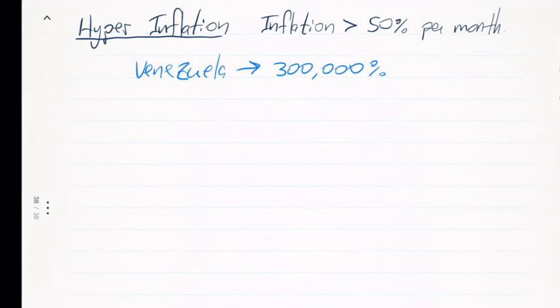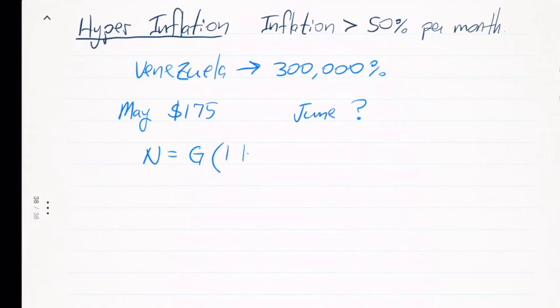So just to see what this really does to people, let's look at how much it costs before this inflation rate for groceries and then after this inflation rate for groceries. So let's say we have in May, groceries cost $175 in Venezuelan money. I don't know what that is. And I'm curious about how much it's going to cost in June. So we're going to set up our grandma formula. We already have our inflation rate. It's definitely positive. So I'm looking for the new value, and I have the old value.